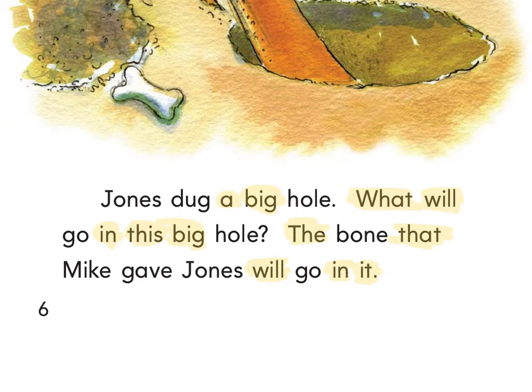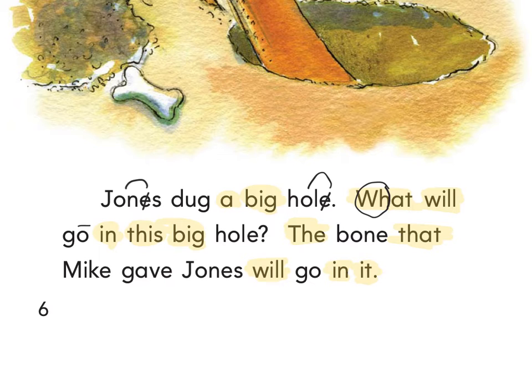Highlighter down, pencil ready. Look at that first word. What are we going to do? Mark through the E, rainbow to the O. What's the word? Jones. Spot your vowel in the next word. What's that word? Dug. Good. We have a big, then we're going to mark through the E, rainbow to the O. What's that word? Hole. This is a tricky sight word right here. It looks like what, but it's not what. What will go? You can put that line above the O.